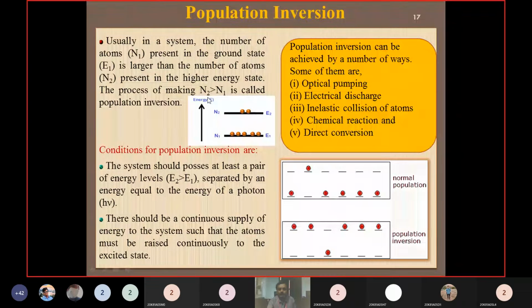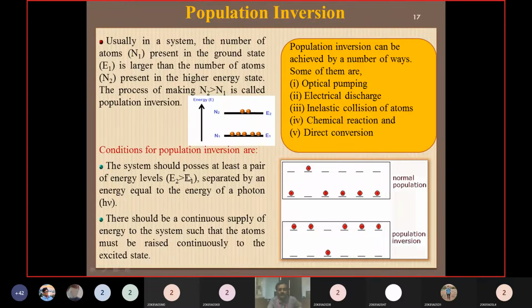So the condition for population inversion is simply N2 greater than N1. If the number of atoms in the excited state is greater than the number of atoms in the ground state, that means N2 greater than N1. This achievement we call population inversion.